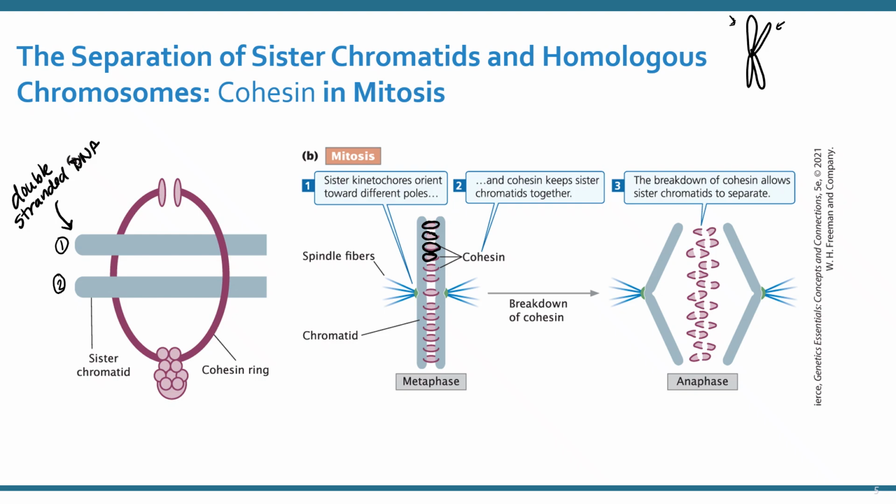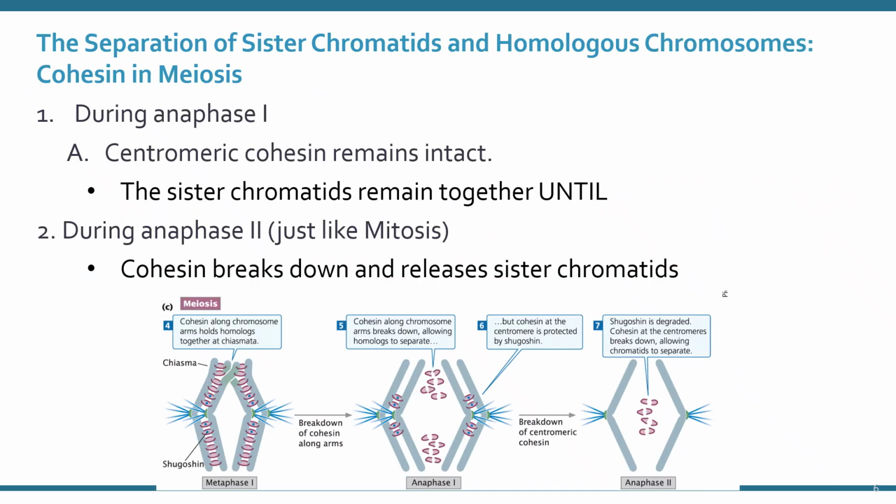All right, so during metaphase, our chromosomes are all lined up. When they are ready to separate for anaphase, cohesin breaks down. So there's our cohesin, we've got it breaking apart, and then our chromosomes can split apart and pull towards either pole in the cell. The same process happens during meiosis. It just happens at two different places.